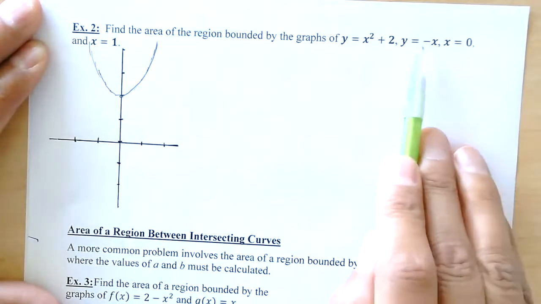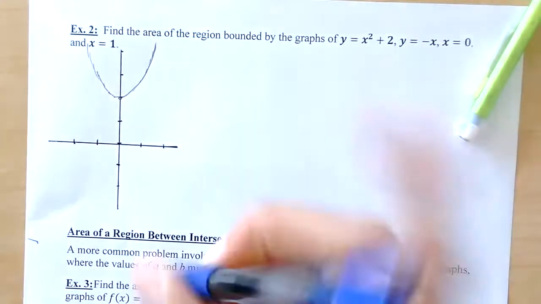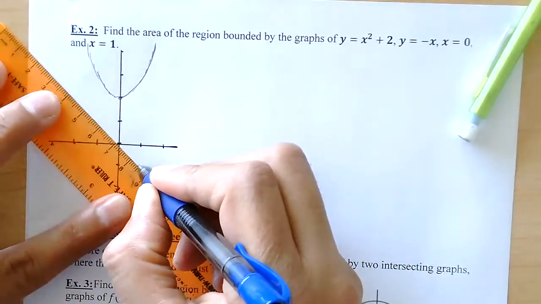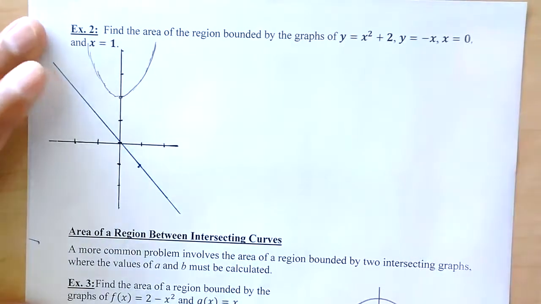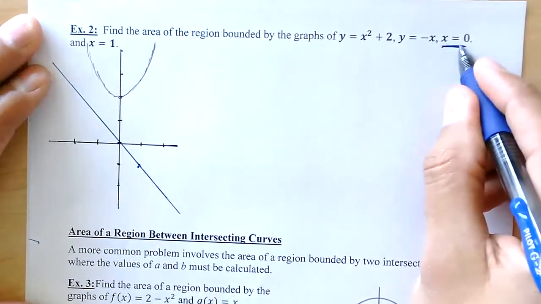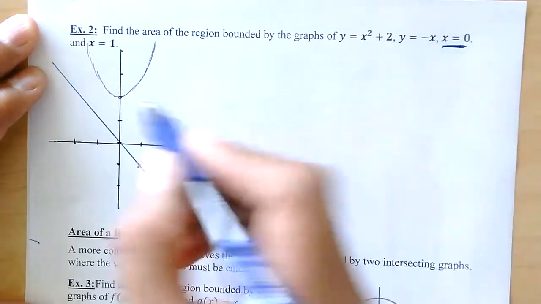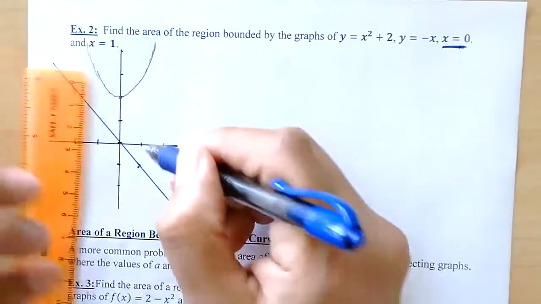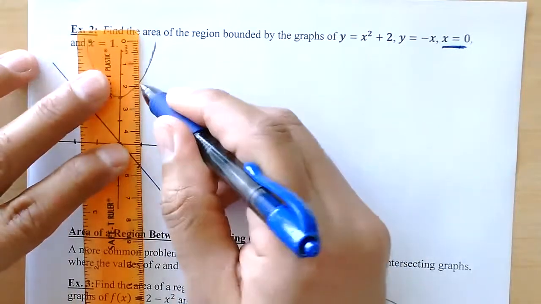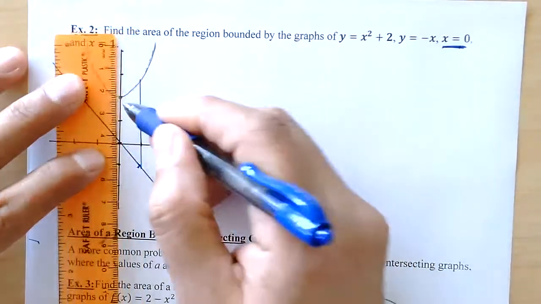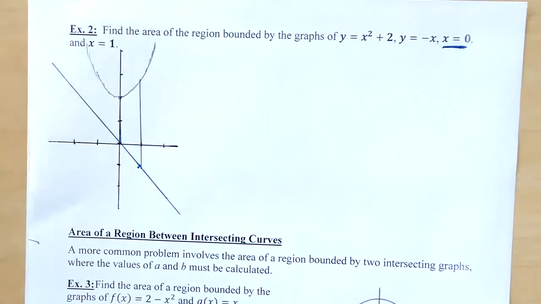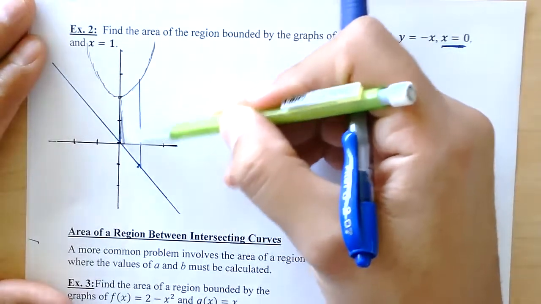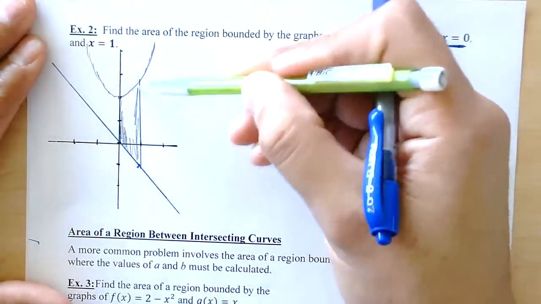I'm also given the line y equal negative x. Well, I could do that one here. Diagonal line. And then I'm given x equals 0, which is a vertical line. And I'm also given x equal 1, which is another vertical line. X equal 1 is here. X equal 0 is here. So I'm asked to find the area between those two curves and those two vertical lines. So I am asked to find this area right here.